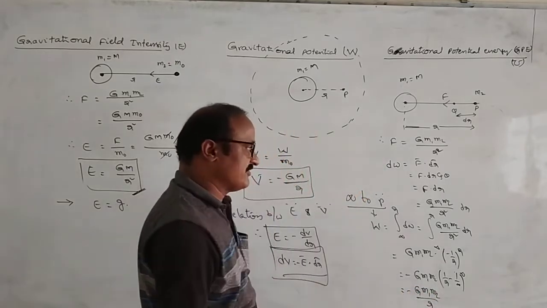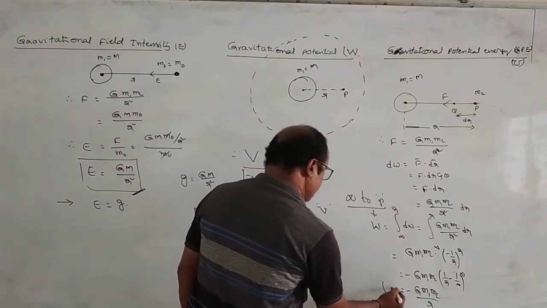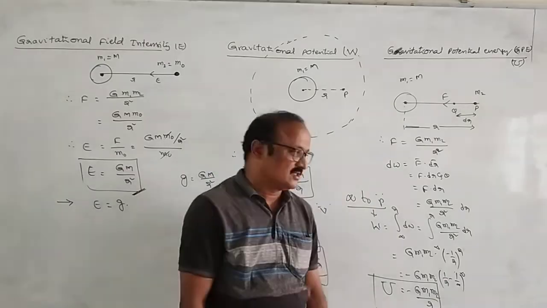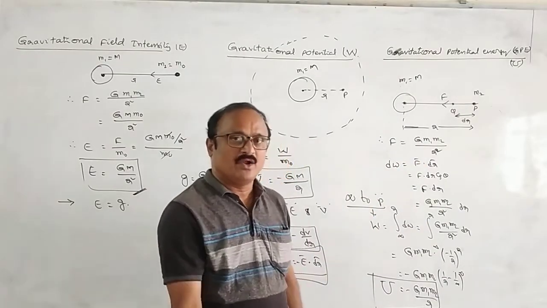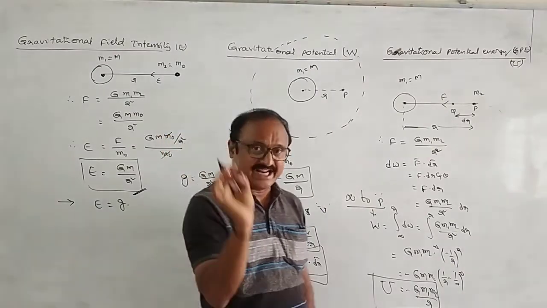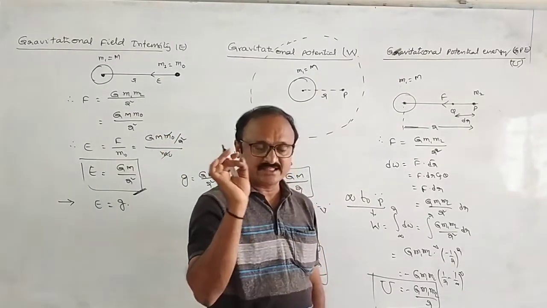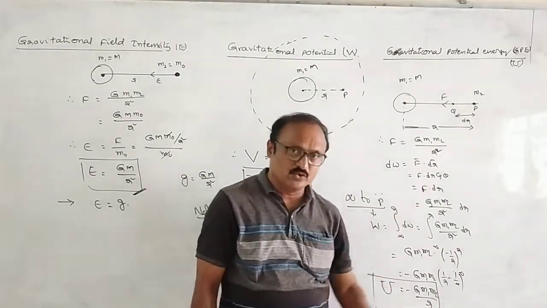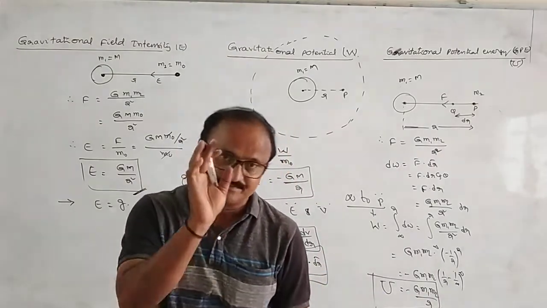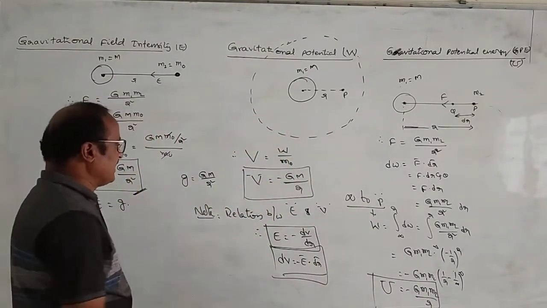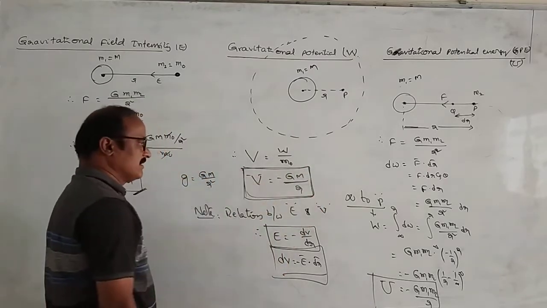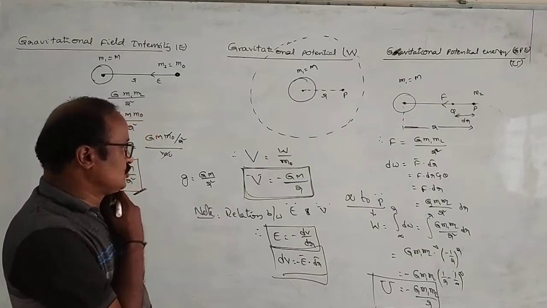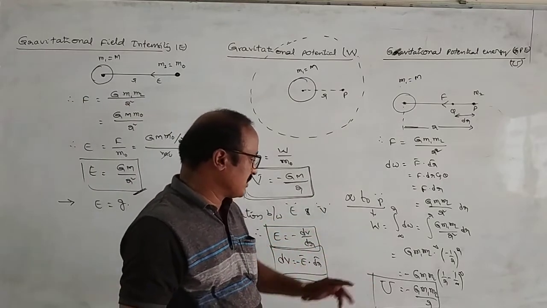This work done will be stored in the form of gravitational potential energy. Therefore U is equal to minus G m1 m2 by r. Remember this point. No need of derivation from the exam point of view. Gravitational potential energy between two bodies of masses m1 and m2 separated by distance r is U equal to minus G m1 m2 by r. And the gravitational potential formula is V equal to minus GM by r. So, this is the formula for gravitational potential energy.